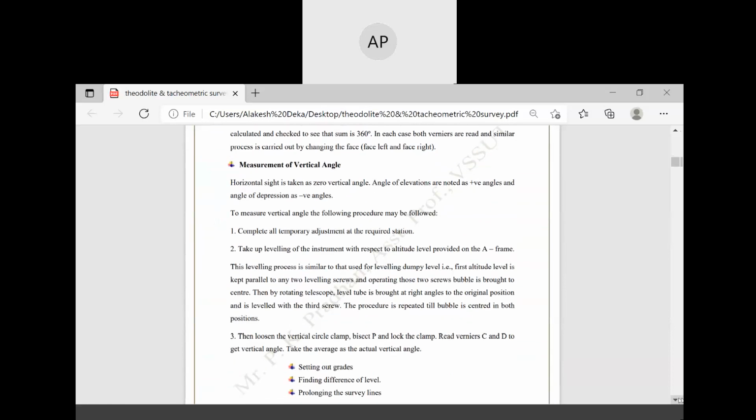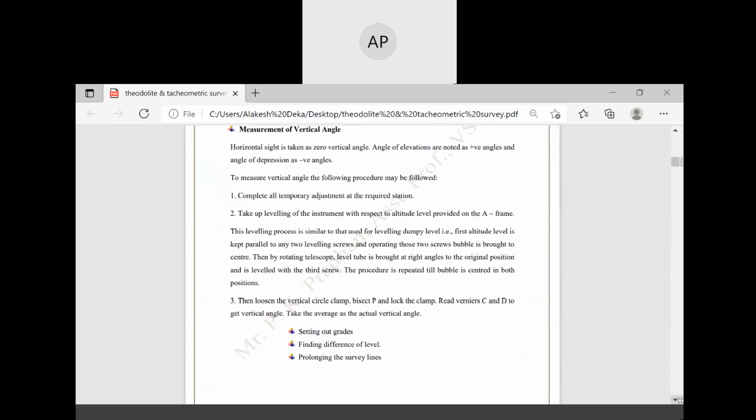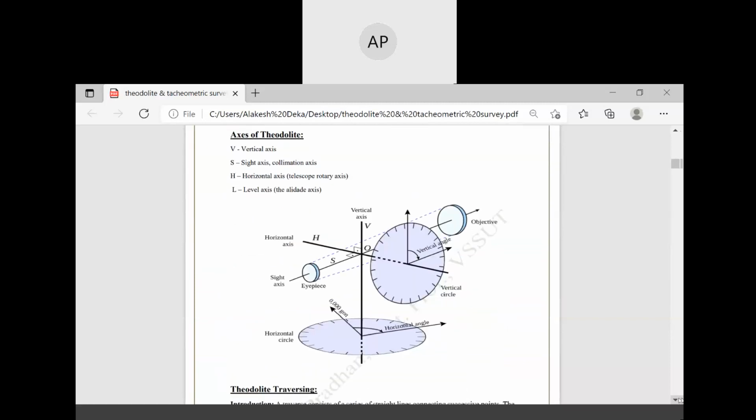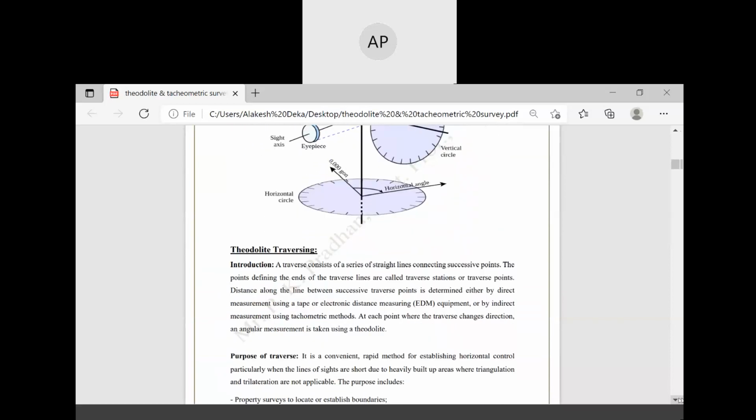Okay, measurement of vertical angle. Horizontal sight is taken as 0 vertical angle. Angles of elevation are noted as positive angles and angles of depression as negative angles. The axes of a theodolite are these. Vertical, okay, these things I have already shared.